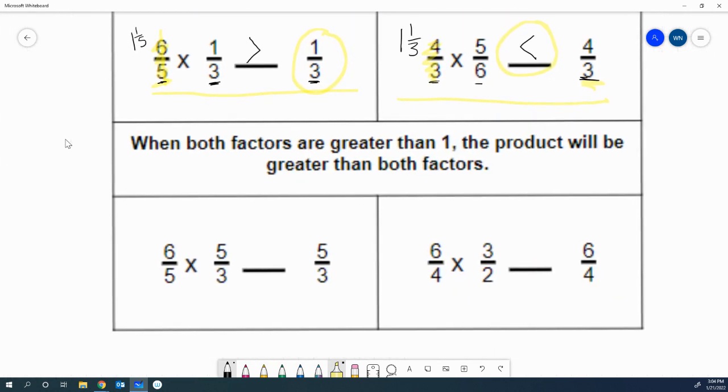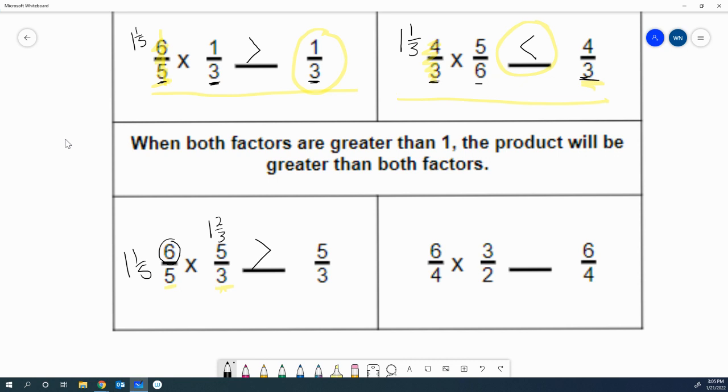When both factors are greater than 1, the product will be greater than both factors. This one's so much easier. So I've got 6/5. I know that is greater than 1 because it's equal to 1 1/5. And I've got 5/3. I know that's greater than 1 because it's really equal to 1 2/3. Remember, anytime the numerator is bigger than the denominator, it's an improper fraction that is greater than 1. So I've got 2 improper fractions. If I follow the rule, when both factors are greater than 1, the product will be greater than both factors. So I know that 6/5 times 5/3 will be greater than 5/3 by itself.